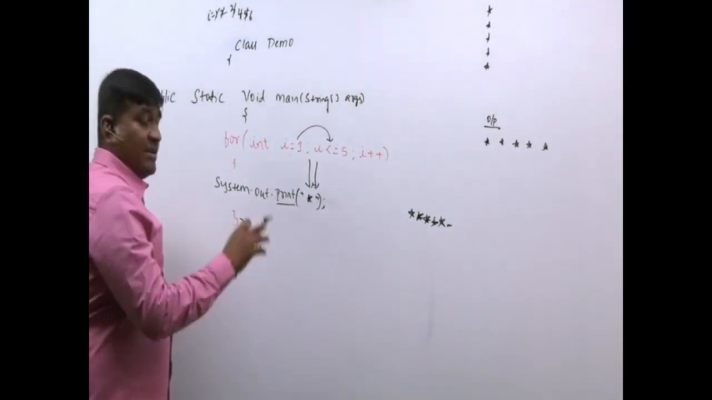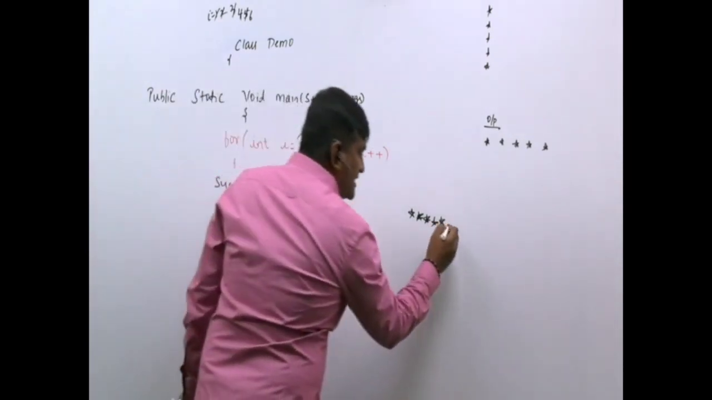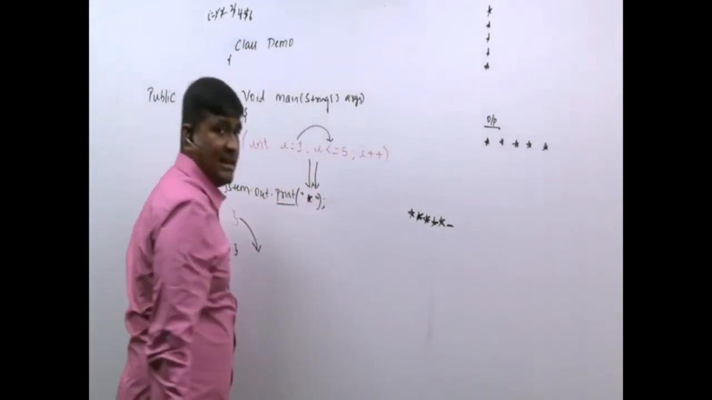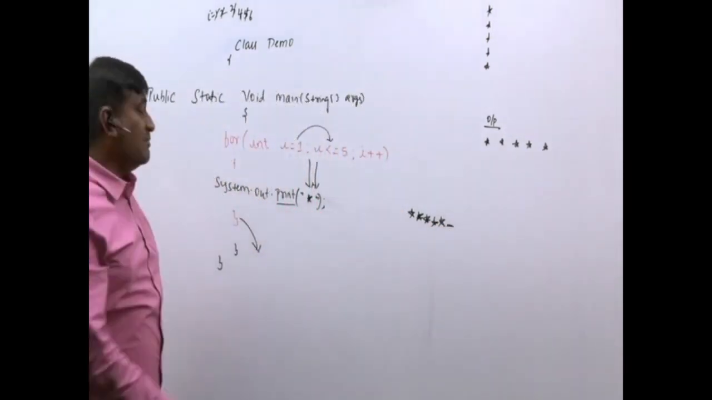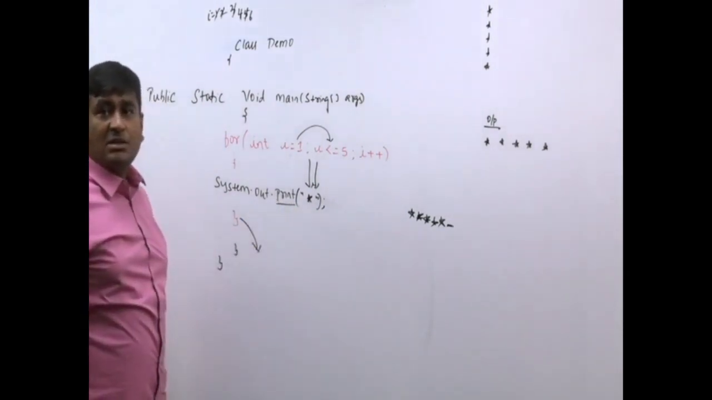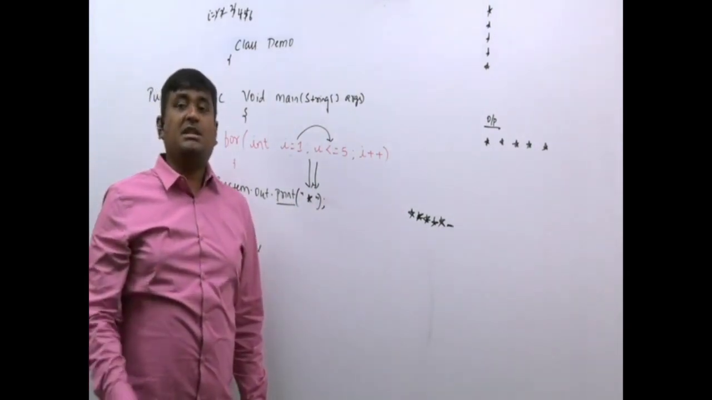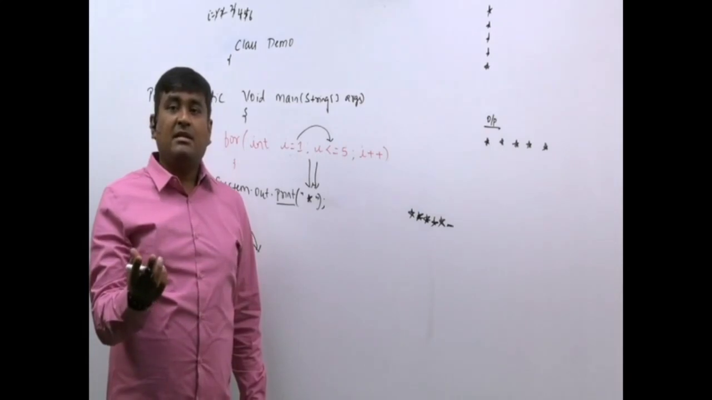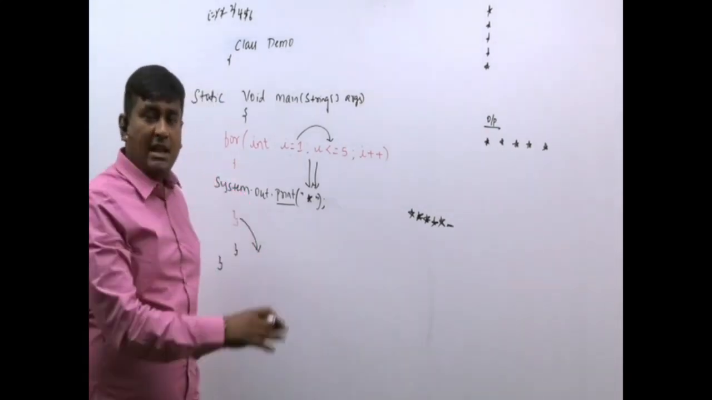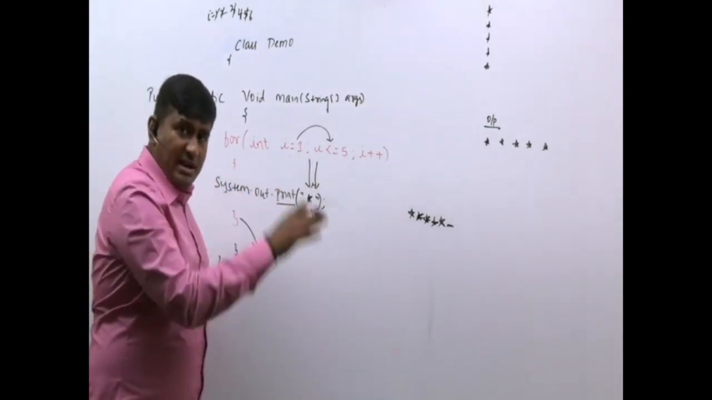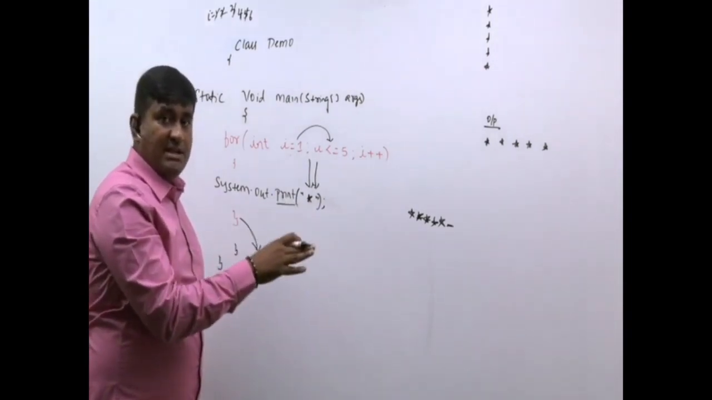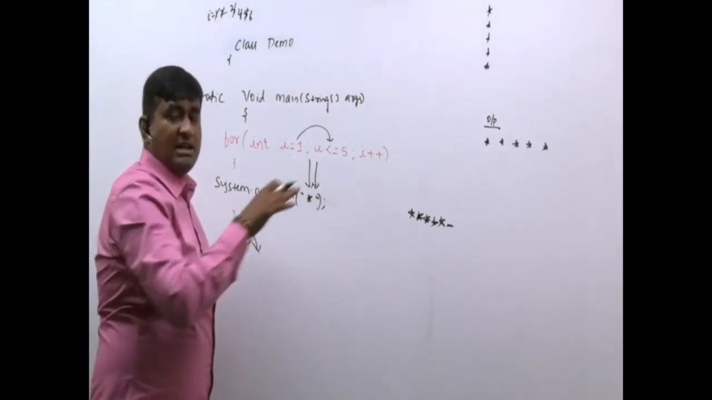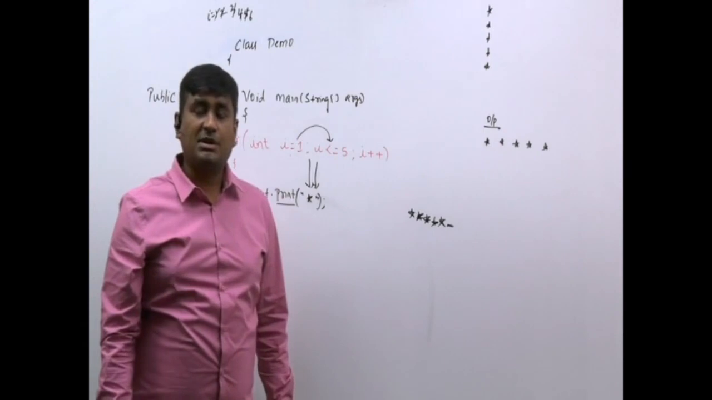Tell me, after displaying 5 stars, is the cursor present in the same line or has it come to the next line? It is in the same line. That is the beauty of print. So this is an interview question. What is the difference between println and print? Println always moves the cursor to the next line, whereas print makes the cursor be present in what? The same line after displaying the output.